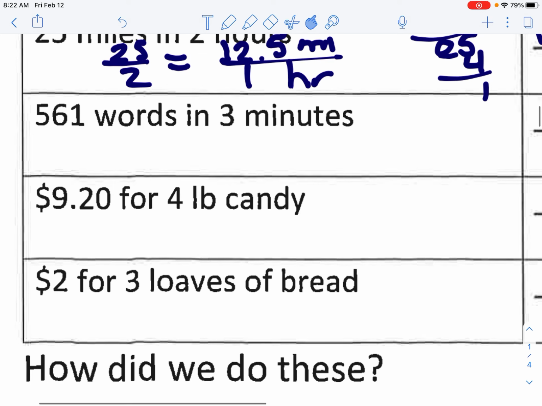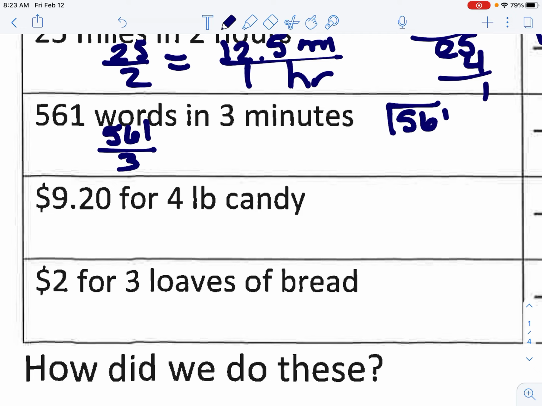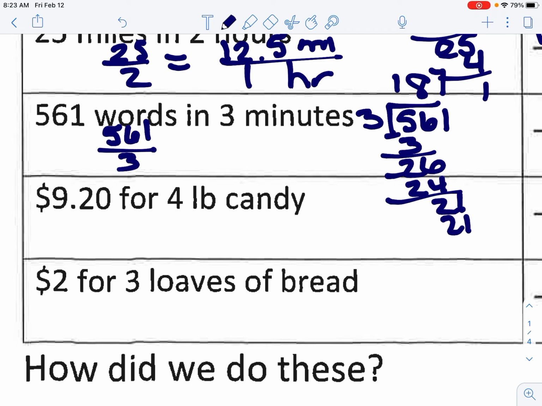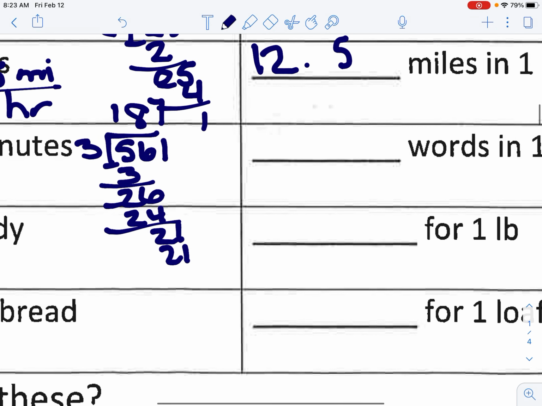All right, 561 words in 3 minutes. So our original rate would be 561 to 3. So you're always going to divide the numerator by the denominator. So that would be 187. So that reduces to 187 to 1. So that's your unit rate. So we're going to slide over here. And that would be 187 to 1 minute.